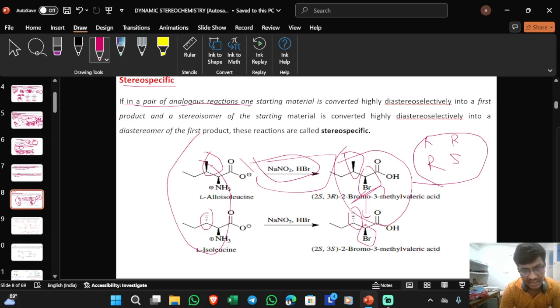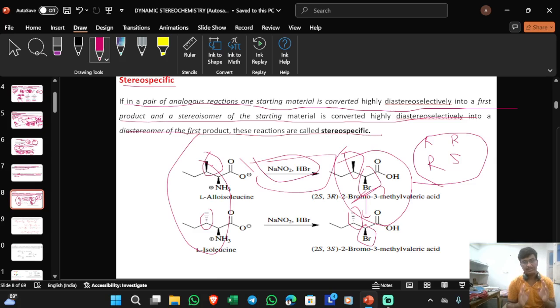You are studying that a starting material is converted highly selectively into a fast product, a stereoisomer, since the starting material is converted highly selectively into a diastereomer. Then first of all, the product in the reaction is called stereospecific. Stereospecific means this compound and this compound are not the same.